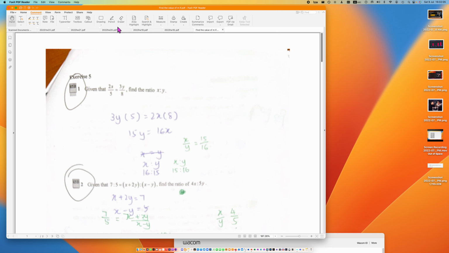An equal sign, right? Okay, so when you have an equal sign, you just cross multiply. Okay, that's the first step. You cross multiply: 16x, 15y, right?